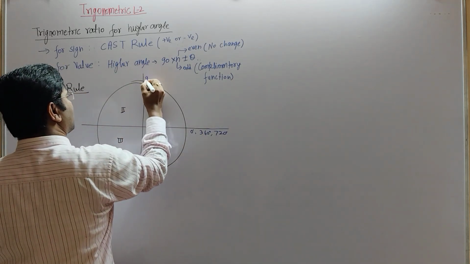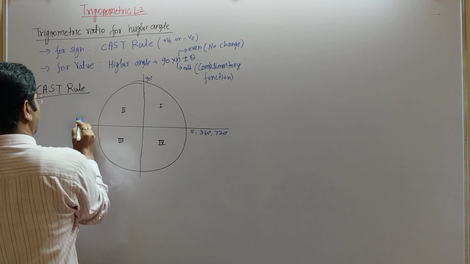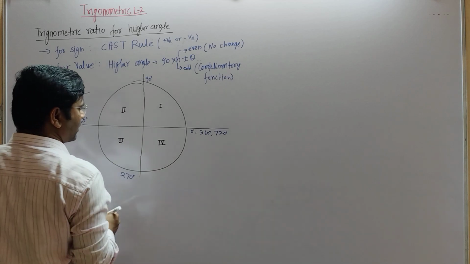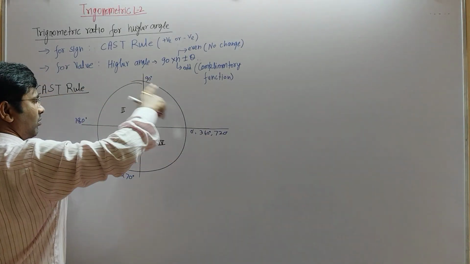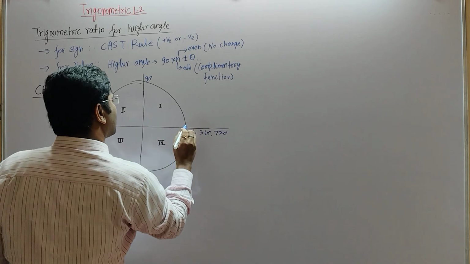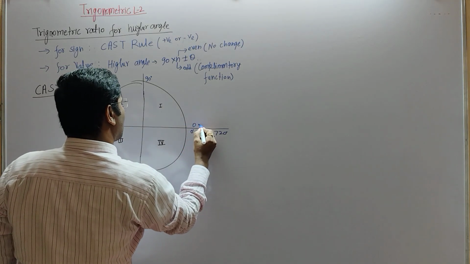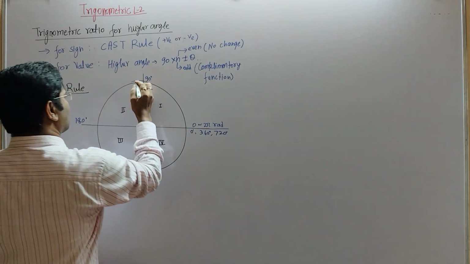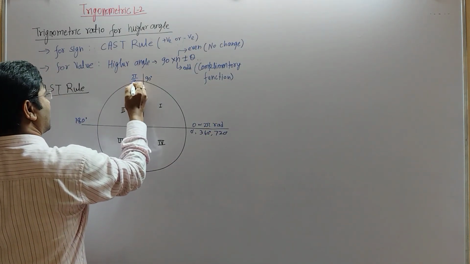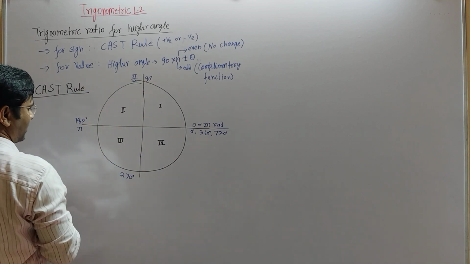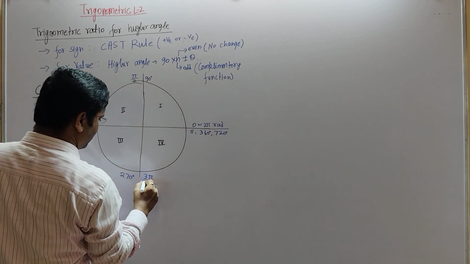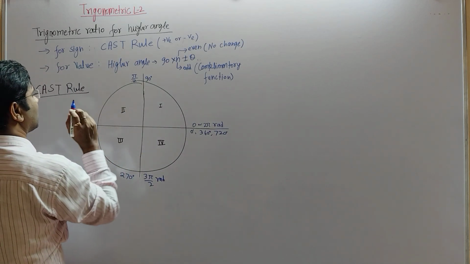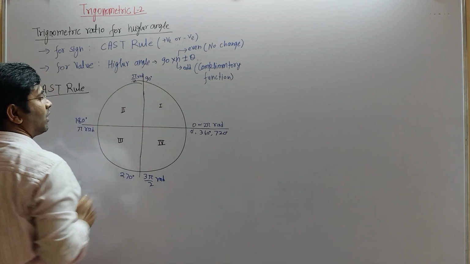This is in degree. Now this is 90 degree, this one is 180 degree, this one is 270 degree, and this is again 360. If I want to write in radian, we can also write 0 or 2 pi radian. This is pi by 2 radian, this is pi radian, this is 3 pi by 2 radian. So in radian also we can write like this.